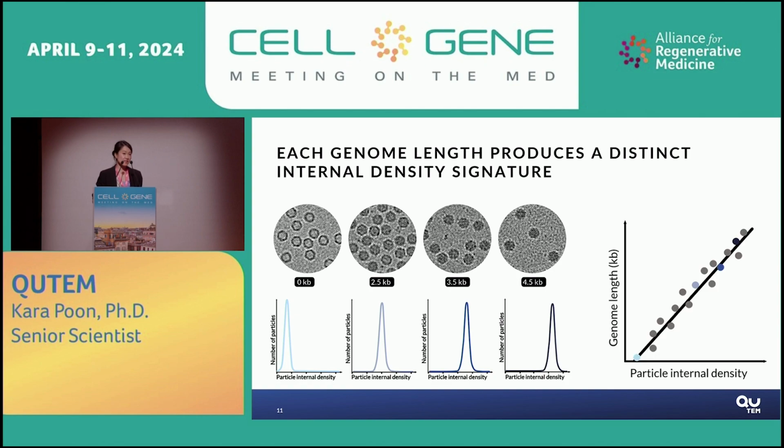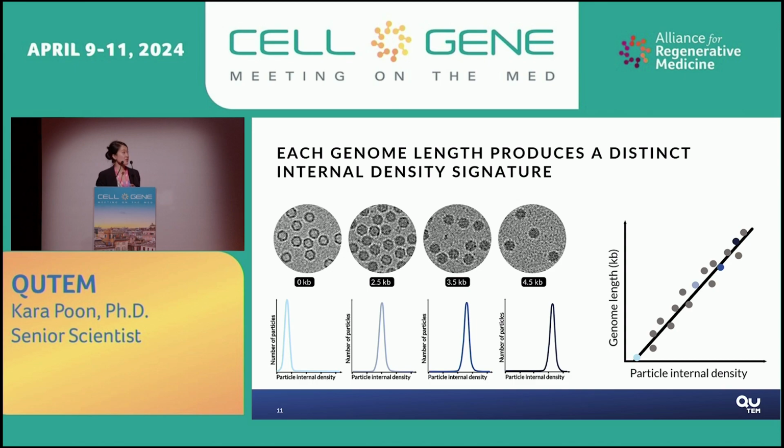So what we've done is that we have created a library with different samples of known genome lengths. We've measured the internal densities of all of them, and then plotted internal densities against genome length. And what we see is a really nice linear correlation between both. So this is now our reference curve.